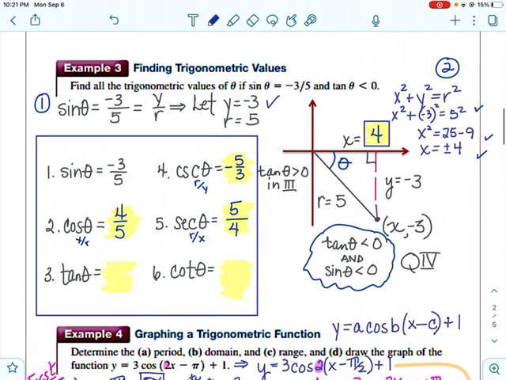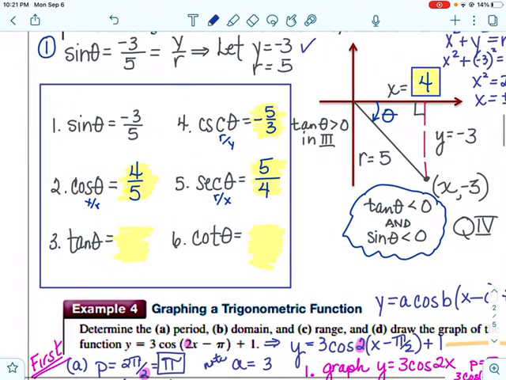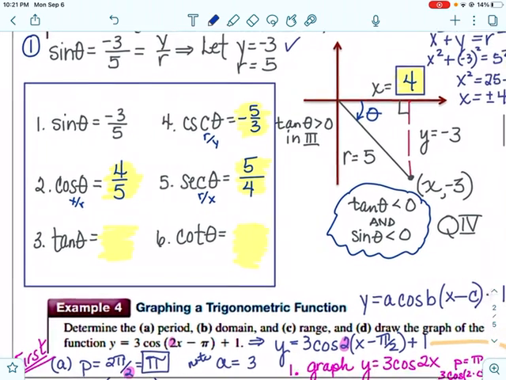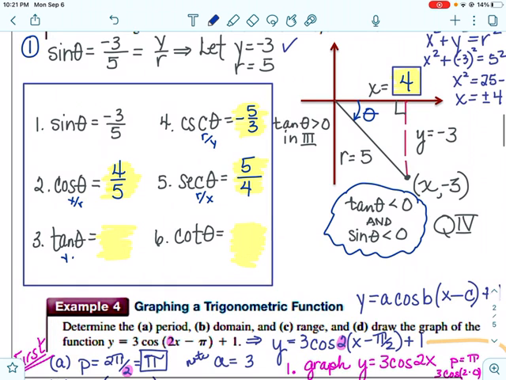And notice I'm writing this just as theta as a clockwise angle. It doesn't matter if it's clockwise or counterclockwise. It could be either, but in this case, I'm just going to make it the one that's within the triangle. So now the tangent, remember that is the y over x, and then of course the cotangent is the x over y.